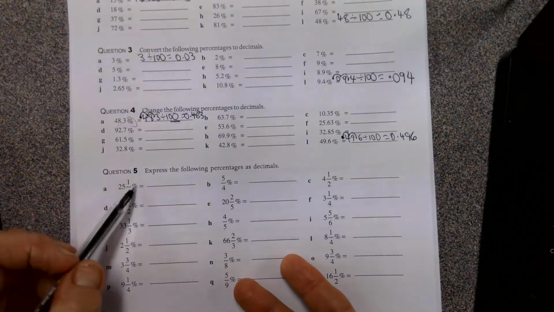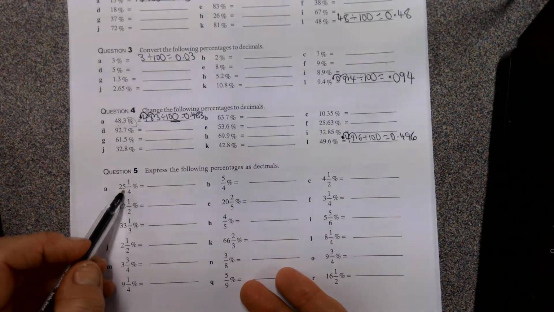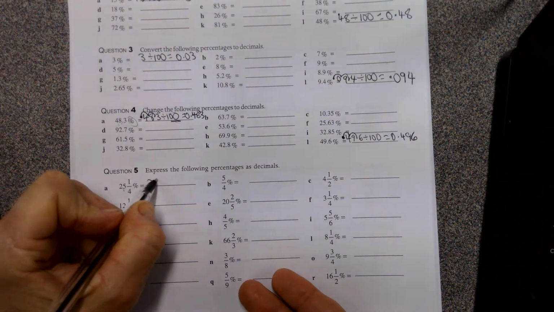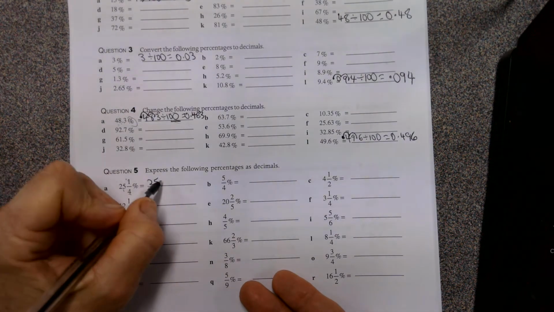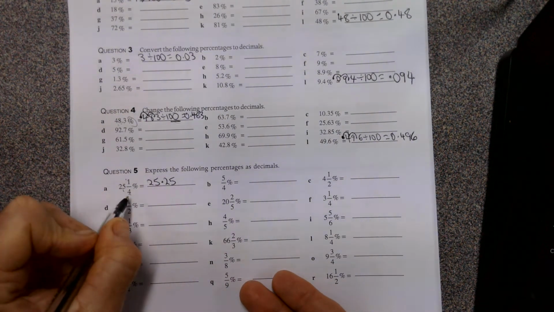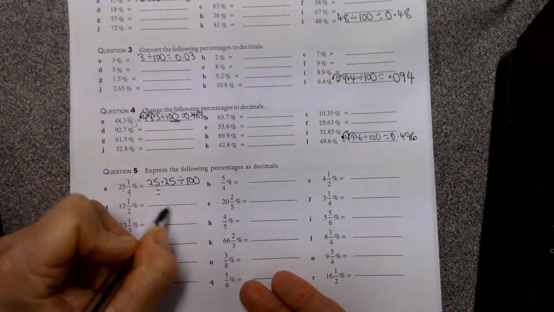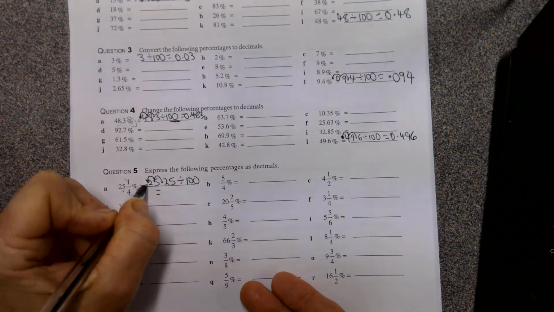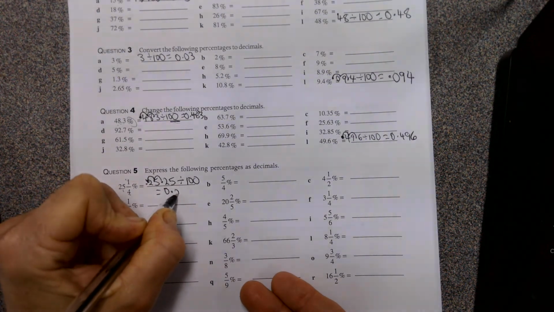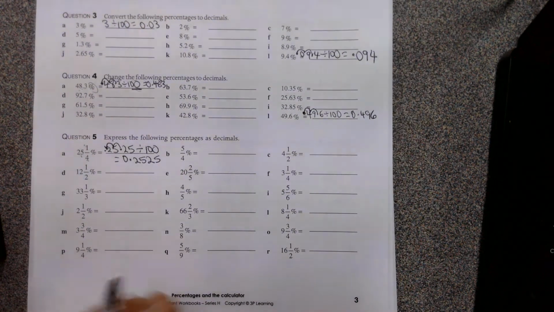Next one, express the following percentages as decimals. So this time it can be a little bit more tricky. So we've got 25.25. So we know 25 is a whole number. 1/4 on your calculator, 1 divided by 4 equals 0.25. And we get the percent divided by 100, and I'm going to run out of room, so I'll put the answer down here, equals, once again, twice to the left for the decimal. We get 0.2525.